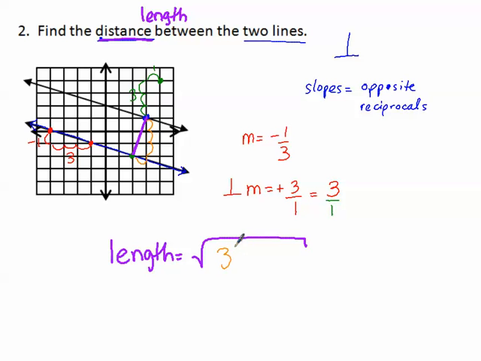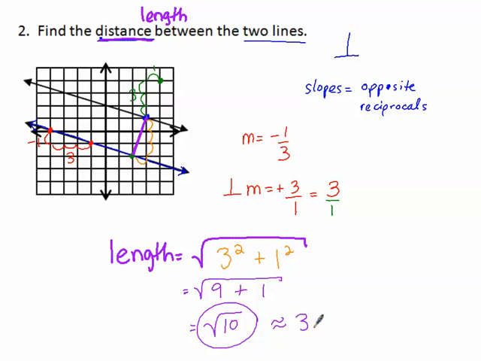So that's 3 squared plus 1 squared. 3 squared makes 9, 1 squared makes 1. That makes square root of 10. Now that one doesn't break down, so I'm going to either give my answer as square root of 10 or type it in my calculator, and I get approximately 3.16. Great.